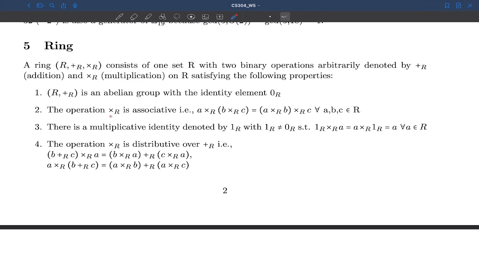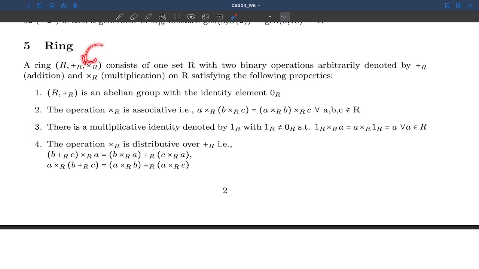Now, with respect to the second operator, it should be associative. So if I take any three elements from my set R, then this second operator should be associative on them. And you know what associative is. So it should satisfy that.